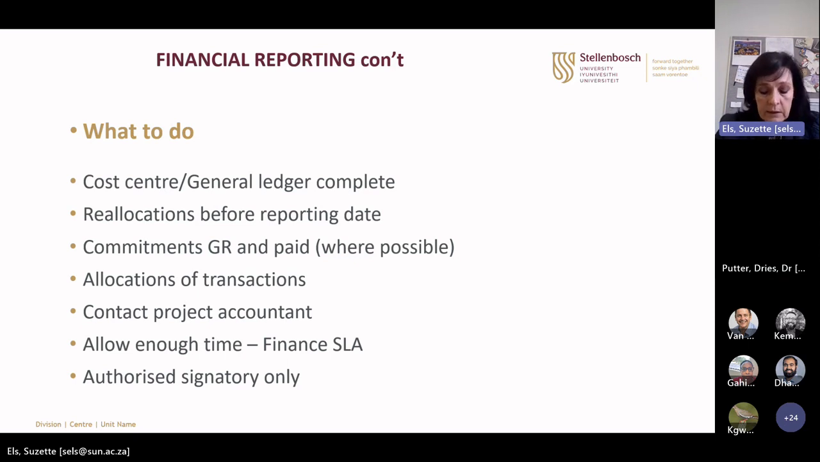Important, and I've seen that in the past, is that sometimes the department will compile the report and have it signed off by the HOD or by the researcher himself. It's not allowed. A financial report must be signed off by the institution's authorized signatory, which is Renette Ace, who is the financial director.